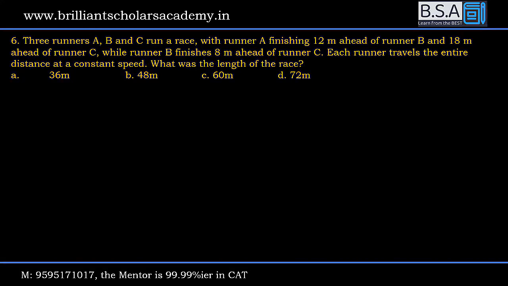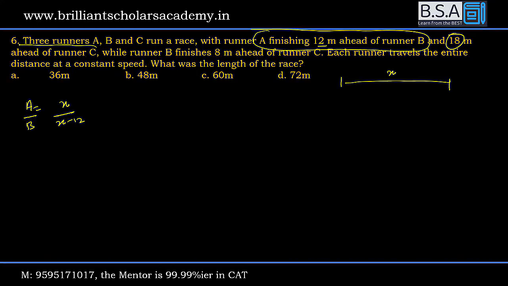First one is pure equation. I do not know what is the length of the race. Call it X. So what does this sentence mean? A finishes 12 meters ahead of B. So A completes X meters, B completes X minus 12. And 18 meters ahead of C. C से आगे है 18 meters. Who? A. A is ahead of C by 18 meters. A completes the race and is 18 meters ahead of C.